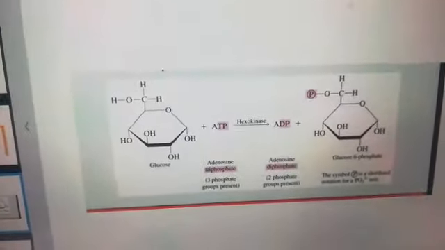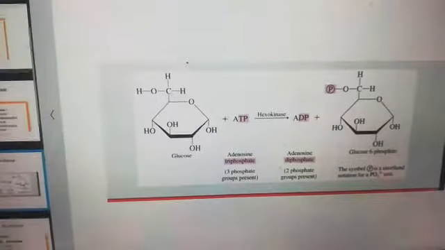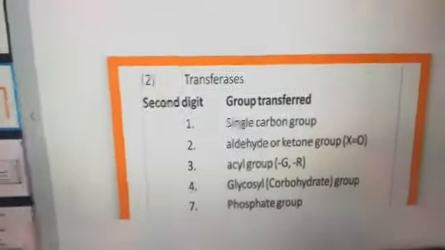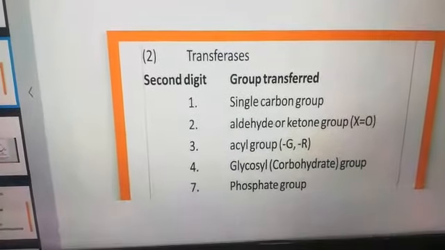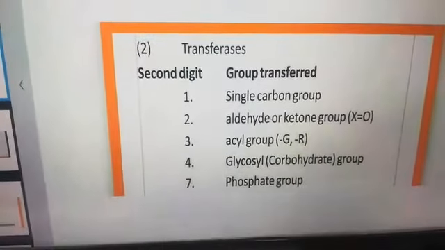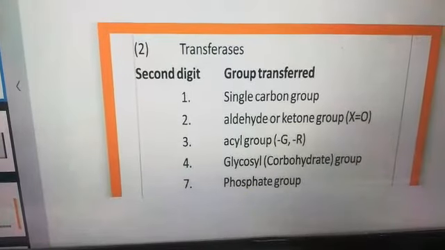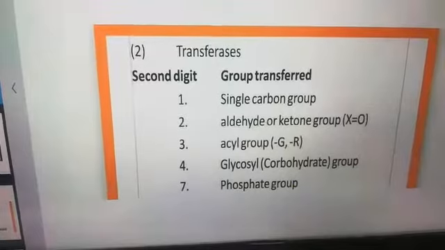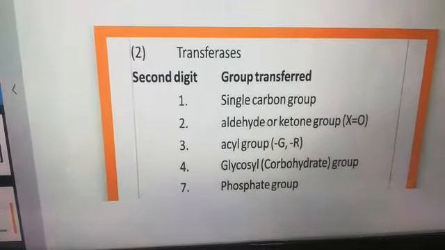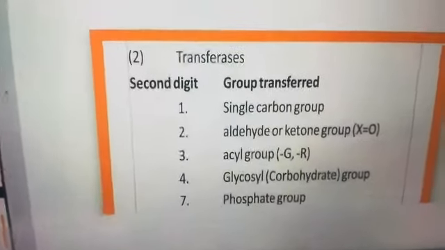glucose 6-phosphate. Now for the transferase EC number, the first digit will be 2 and the second digit will indicate what is the group transferred. So according to the group transferred, your second digit will be 1, 2, 3, 4 or 7. The group transferred is a single carbon group, aldehyde or ketonic group, acyl group, glycosyl group, or phosphate group.